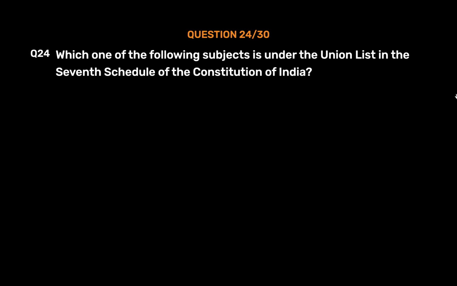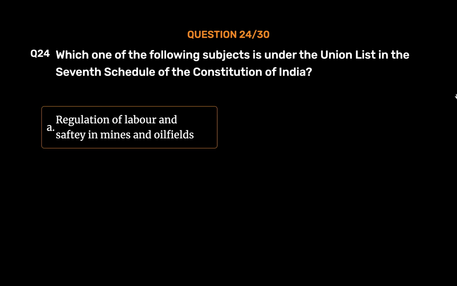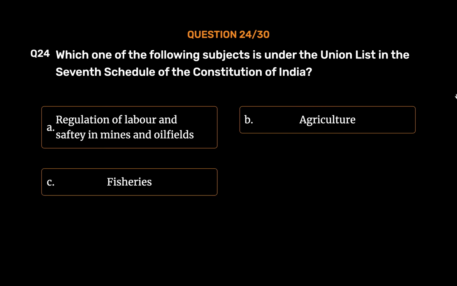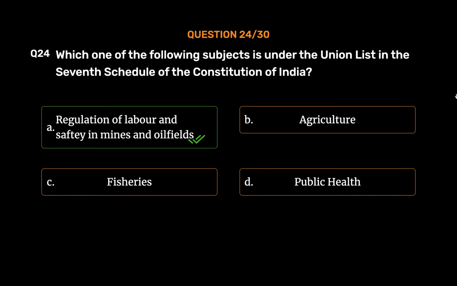Question number 24. Which one of the following subjects is under the Union list in the 7th schedule of the Constitution of India? Option A. Regulation of labor and safety in mines and oil fields. Option B. Agriculture. Option C. Fisheries. Option D. Public health. The correct answer is Option A.